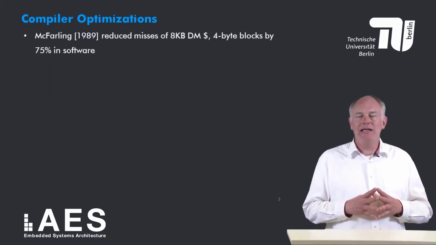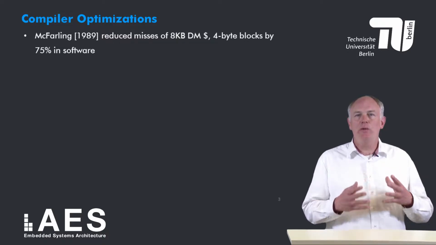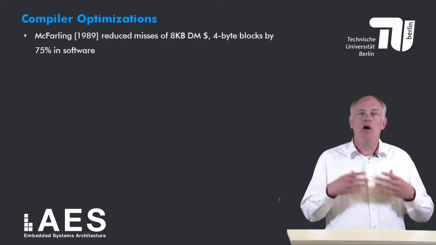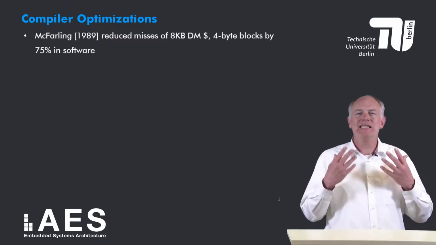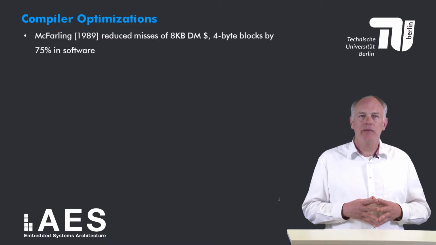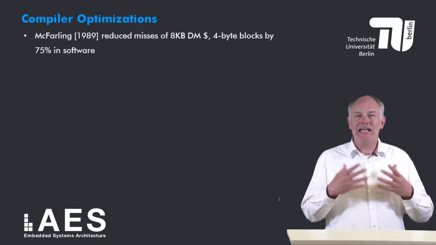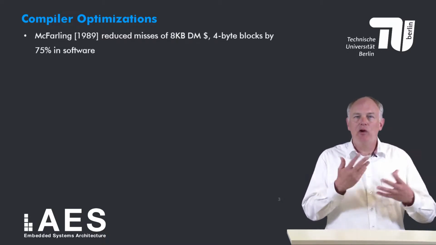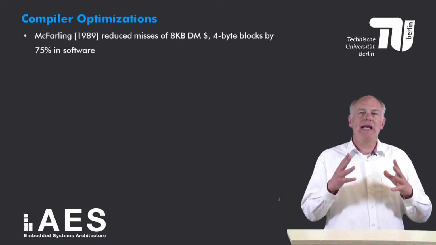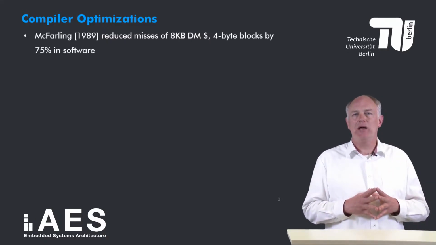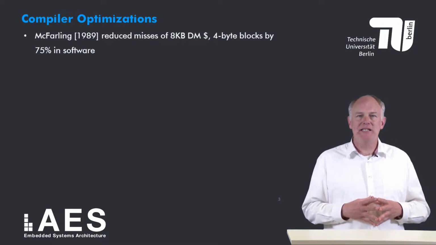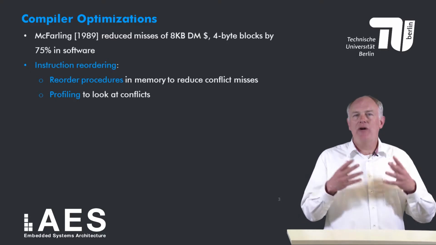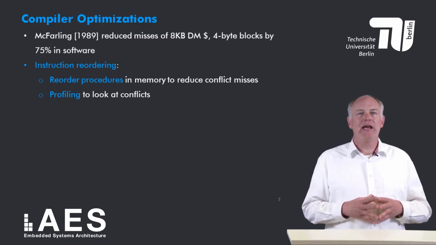In a paper from 1989, MacFarlane showed that he could reduce the cache misses of an 8 kilobyte direct map cache with 4 byte blocks by 75% in software. Although he performed these techniques manually by reordering the code or data layout, these techniques could also be performed by a compiler. In fact, many current compilers perform these techniques. MacFarlane applied instruction reordering as well as data reordering techniques.